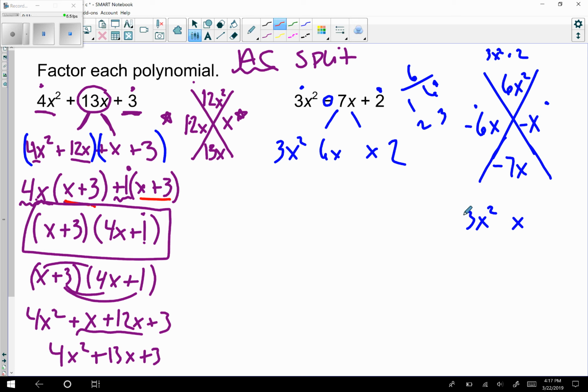Okay. So I have 3x squared minus x, and then minus 6x, and then that turns out to be plus 2 at the end. So that's got to be positive. These two have to be negative. Okay. So now this right here, and this bottom one that's underneath the x, those are the same.